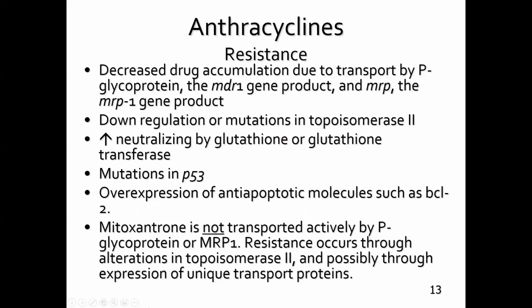So resistance occurs through multiple different mechanisms. We have the MDR gene product, which is multiple drug resistance. We also have a very similar, genetically different but phenotypically similar, MRP pump. You can have downregulation of topo 2. You can have increased neutralization of these enzymes, increased mutations of p53, and overexpression of anti-apoptotic molecules. Mitoxantrone is different because it's not actively transported by this MRP pump.